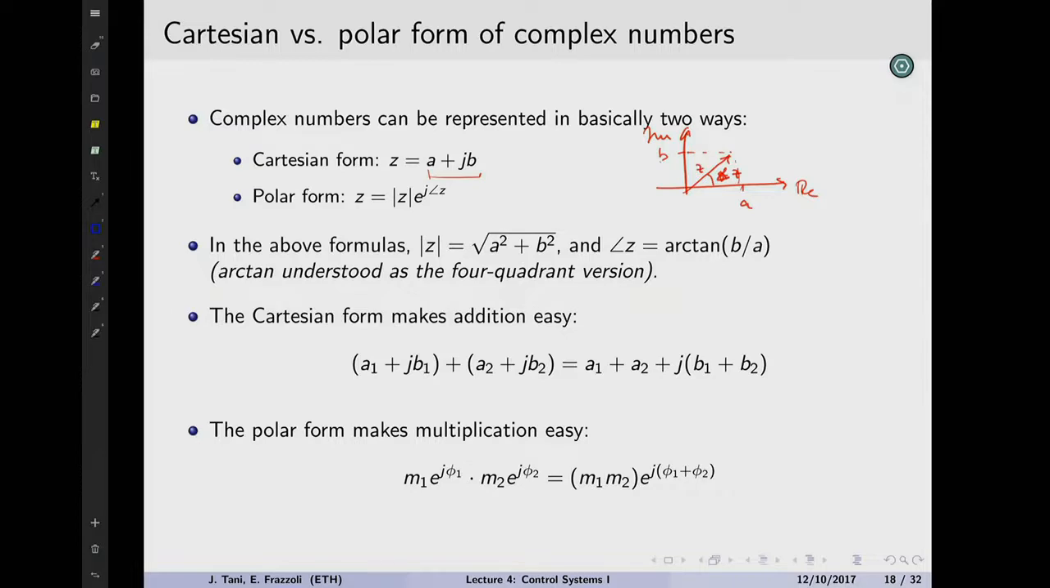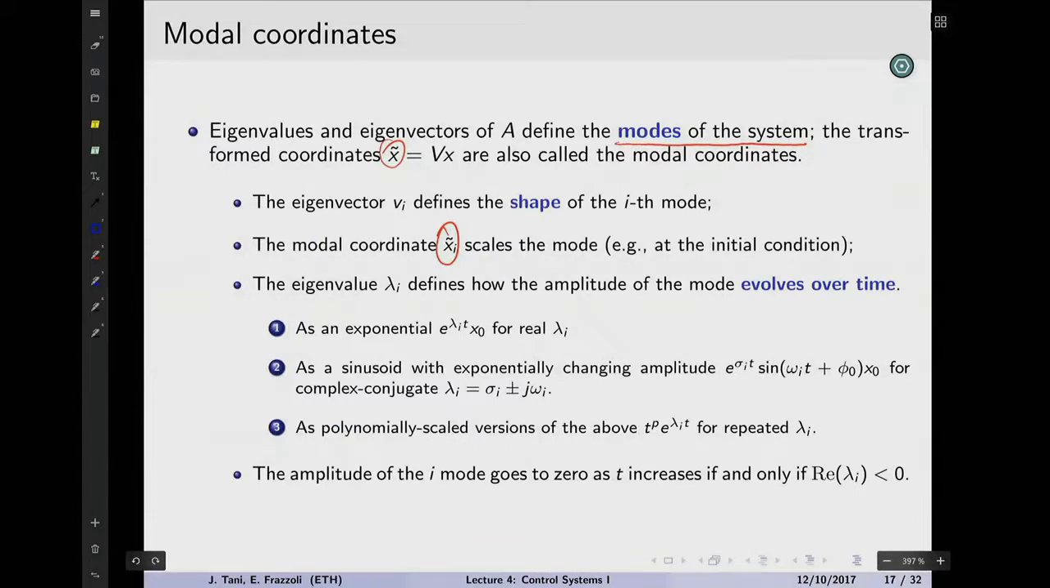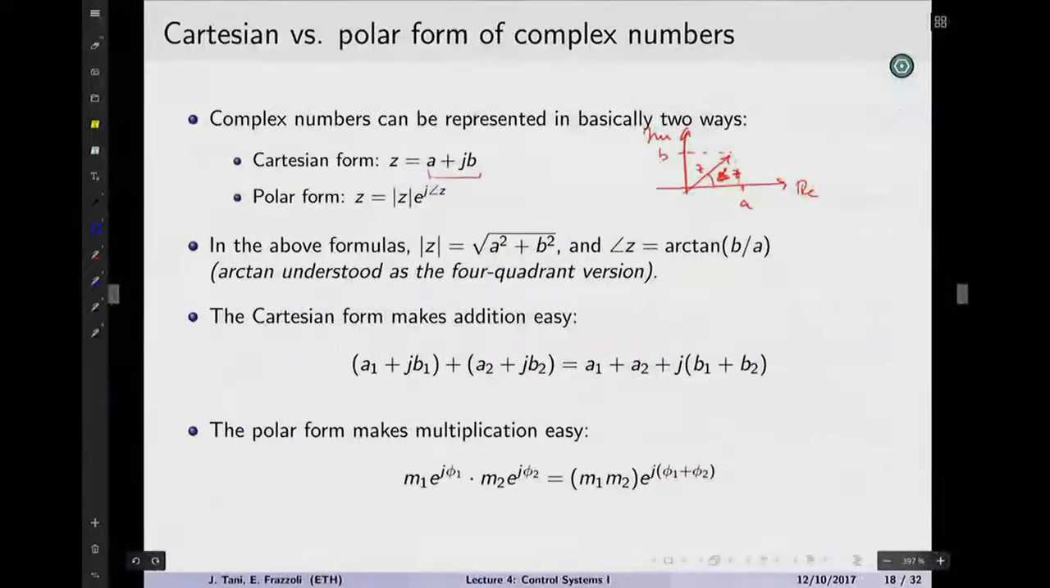And different representations of these imaginary numbers are more appropriate for different situations. So we are introducing this because in the case of complex conjugate eigenvalues, you get these directions that are actually imaginary directions. So in order to play around with them, you need to be able to jump between the different representations. And the Cartesian one is more useful when you want to sum up numbers. You want to sum up imaginary numbers because the math is simpler. You get to just sum up the real and the imaginary components separately.